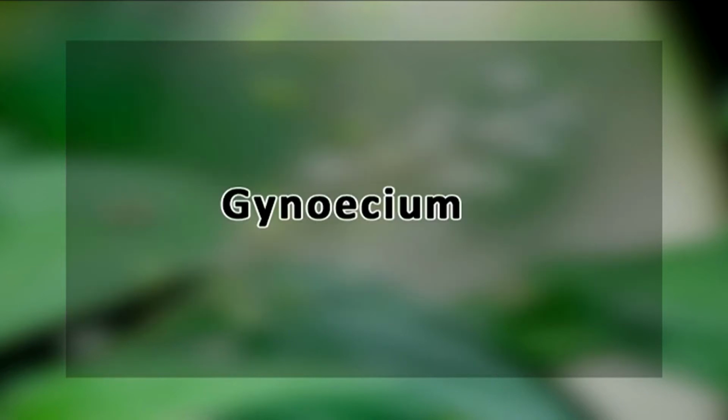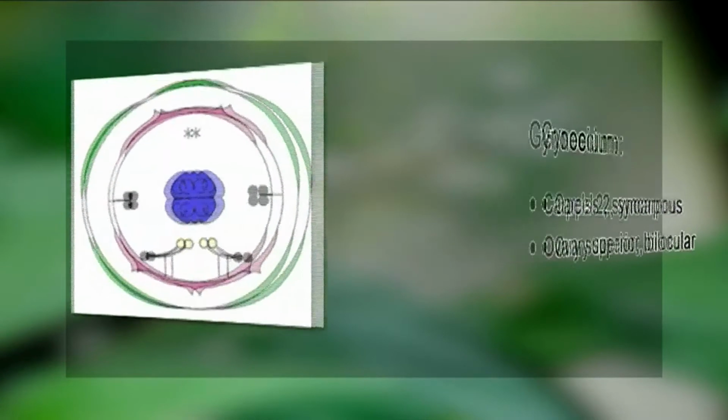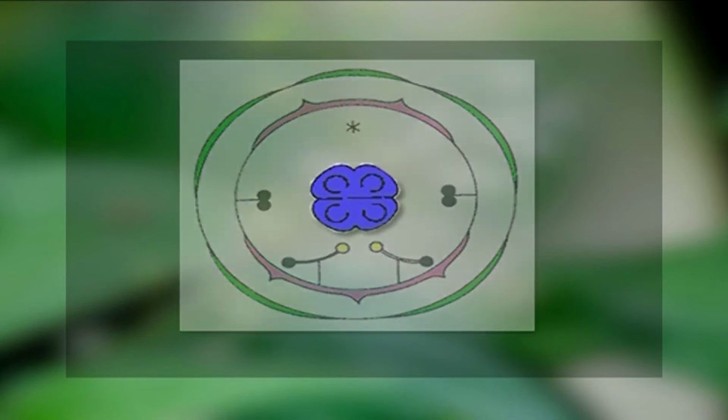Now the female part of the flower, called gynoecium, comprises just 2 carpels, and these 2 carpels are fused, a condition called syncarpous. The ovary is here superior and it is bilocular. This bilocular ovary is with 2 ovules in each locule, but it appears as 4-locular.